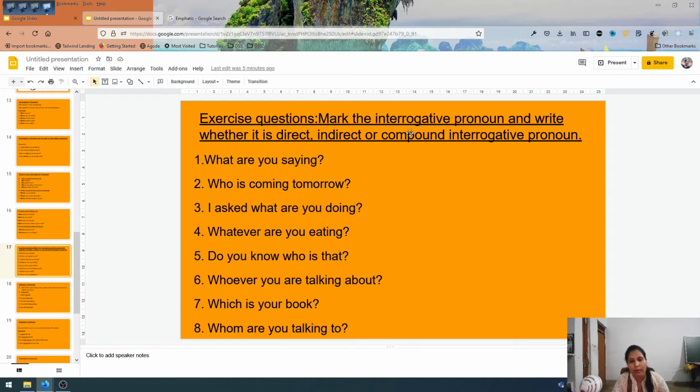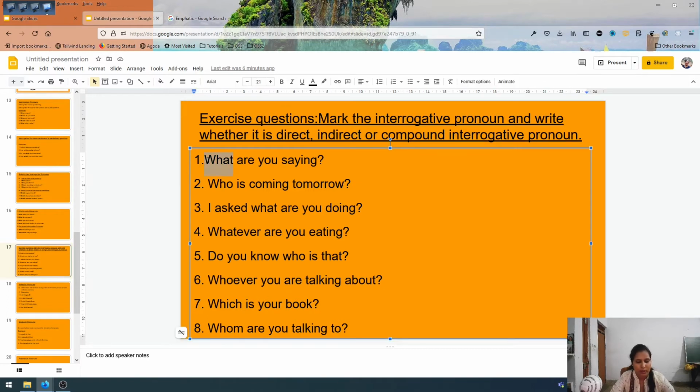So here we are going to do some questions. The question is to mark the interrogative pronoun and write whether it is direct, indirect or compound interrogative pronoun. Yes. So for example, what are you saying? So what is the pronoun here? It is what, and this is direct. So I will write here in the bracket direct.